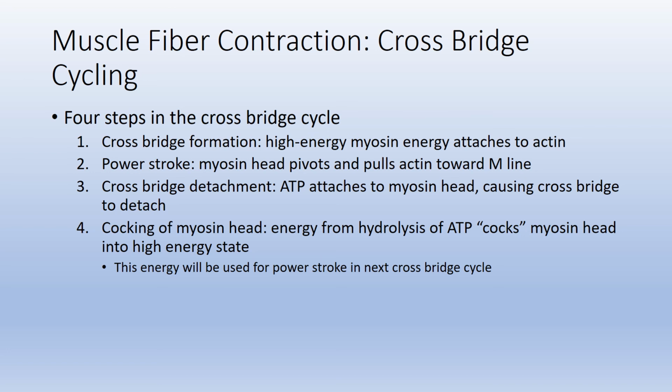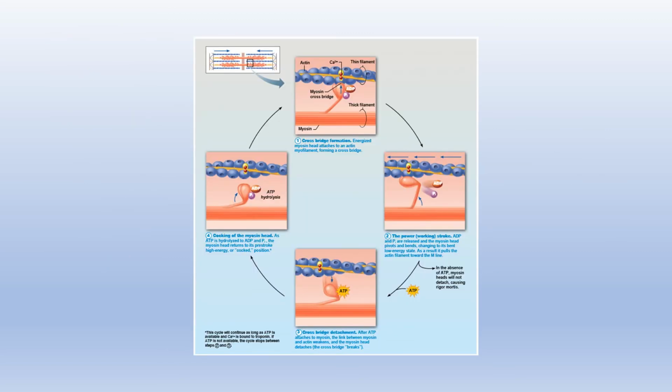From there, the myosin head resets itself into this high energy state, and it prepares itself to form another crossbridge with a different region of that actin filament. The very last part of this lecture and the very last part of chapter 9, we have a diagram of the crossbridge cycle. At the top, we have step 1, the formation of the crossbridge.